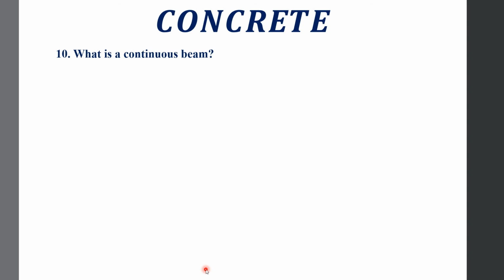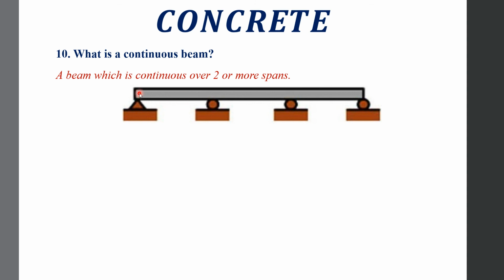So number 10 is a continuous beam. What is a continuous beam? The name clarifies the concept: a beam which is continuous over two or more spans. Continuous means there is no break in the beam, but there are supports at specific intervals. You can see in the figure that from this point there is a pin, at the second interval there is a support, at the third there is also a roller support, and at the fourth point there is also a roller support. So this beam has three spans: span number 1, span number 2, and span number 3. So this beam is known as a continuous beam because it has more than two spans.